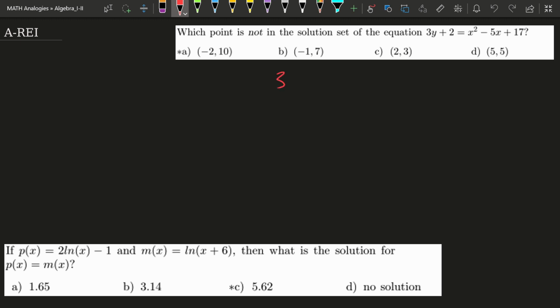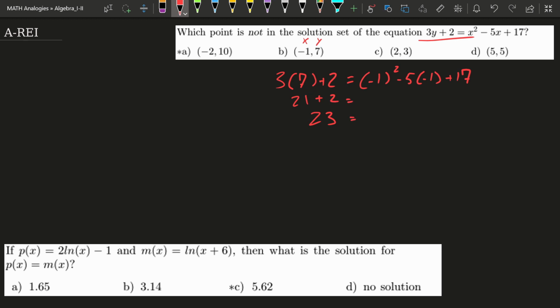Well, when we put in 7 for the y value and -1 for the x value, we would have 3 times y, or 7, plus 2. Does that really equal, when we use -1 for x, -1 squared minus 5 times -1 plus 17? Well, we would have 21 plus 2, also known as 23.